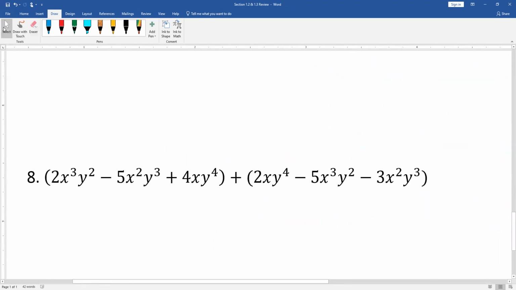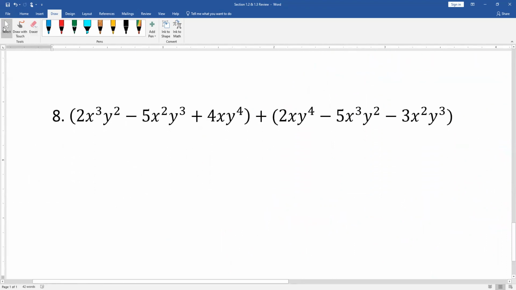Last one. I know this one looks like a doozy. It's really not that bad. The problem of this one is combining like terms. We already did this, so for those of you in class, we've already had some experience with this, so you should be good.